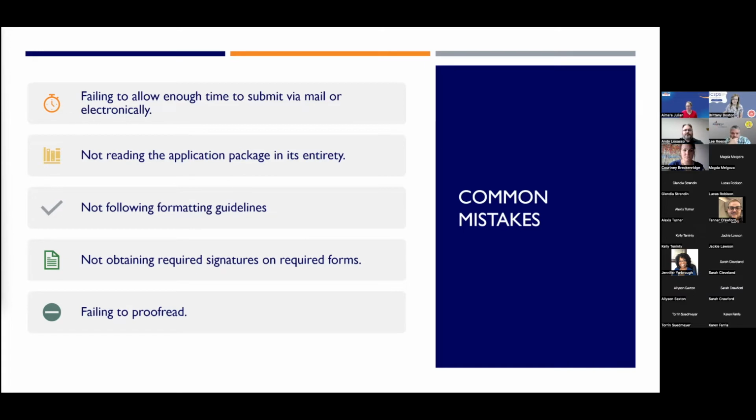Not following formatting guidelines. You might have this awesome format that is just brilliant and makes sense to you, but if it doesn't align with what the federal government wants your grant application to look like, they don't care. And sometimes they'll throw it out if you're not following their format. So follow their format. I'm guilty of, I like my budget the way I like my budget.